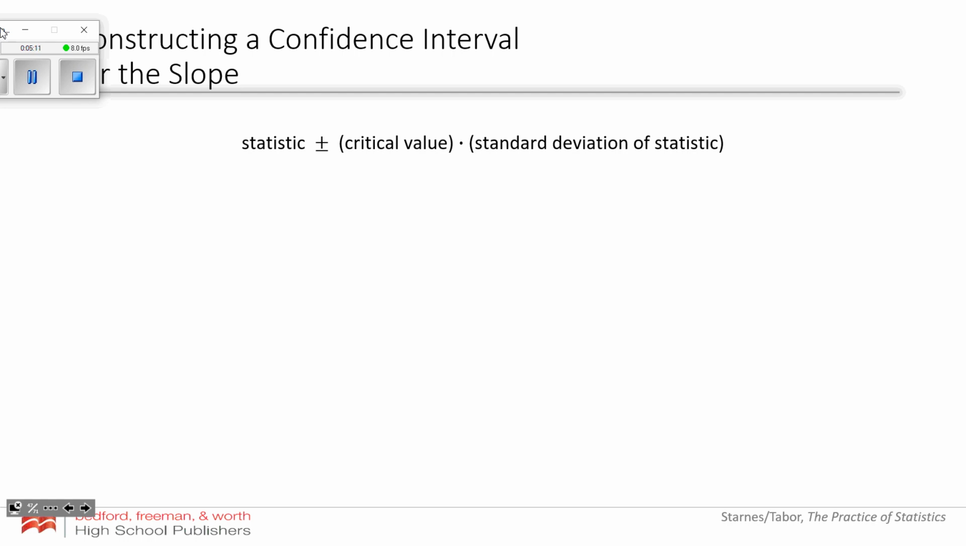All right, so confidence interval. This is a confidence interval for the slope. We always start with, and I would get out your formula sheet, the general formula for a confidence interval: statistic plus or minus critical value times the standard deviation.